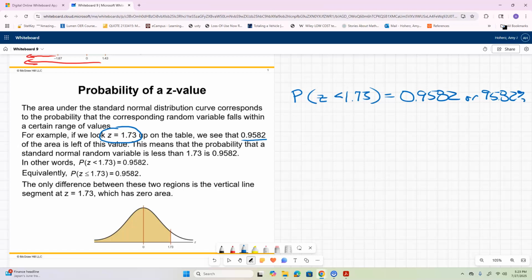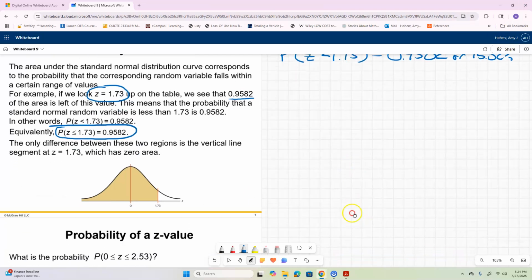They do mention here too that saying below or less than or equal to 1.73 would get you the exact same answer. And the reason is because all that you add when you say less than or equal is the vertical line that's right at 1.73, and a vertical line segment, lines don't have any width, so they don't have any area. So whether you are including 1.73 or you're not including 1.73, statistically you still have the same value. So some books will use less than or equal, some books will use less than. You get the exact same answer. Don't worry about that. That doesn't matter.